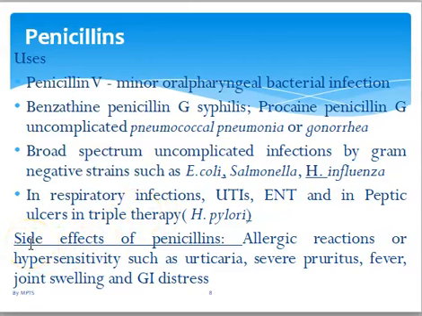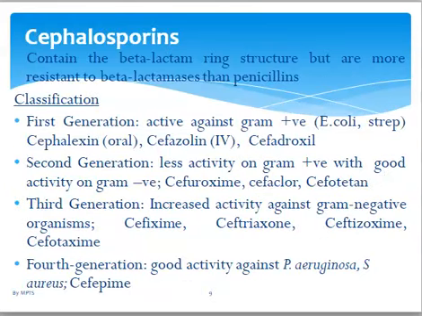Side effects of penicillins, we have allergic reactions. Of course, these allergic reactions are very key. Which are those allergic reactions? You have urticaria, severe pruritus, fever, and joint swelling, and the GI distress. Remember, GI distress means abdominal pain, abdominal discomfort, diarrhea, nausea, and vomiting. We just say GI distress, because if you list them as side effects, then you don't know what you're talking about.